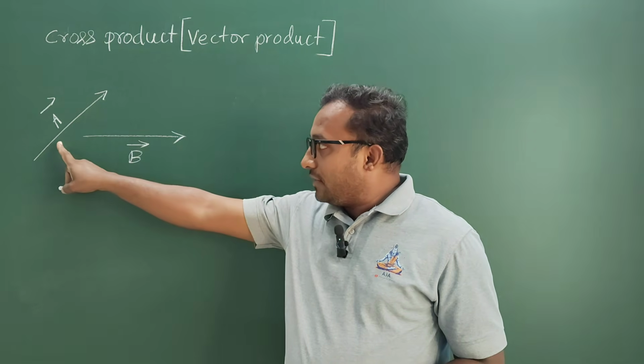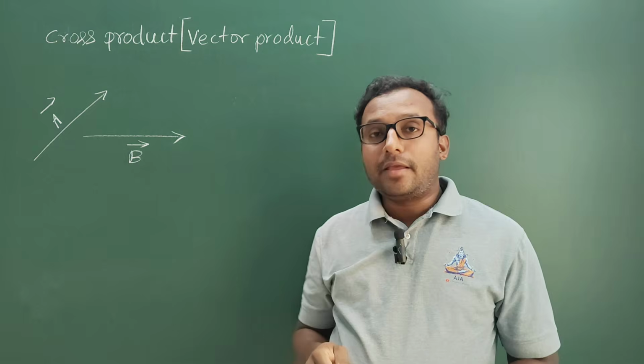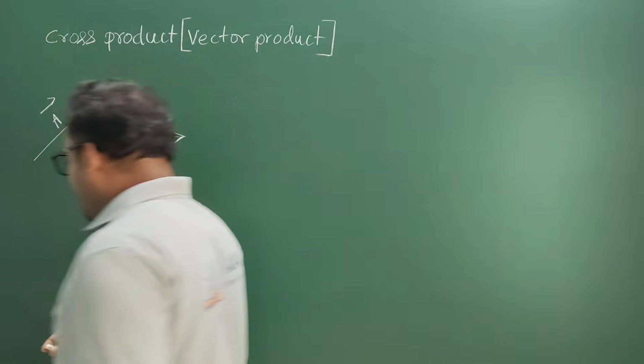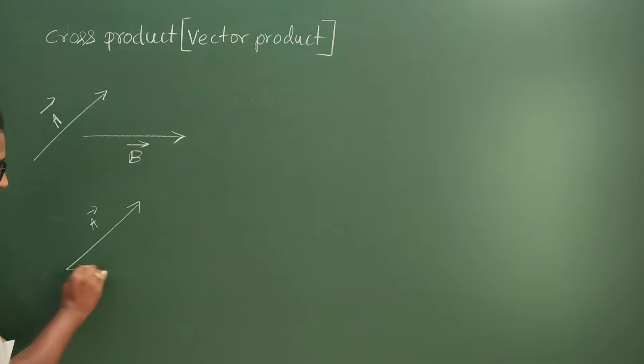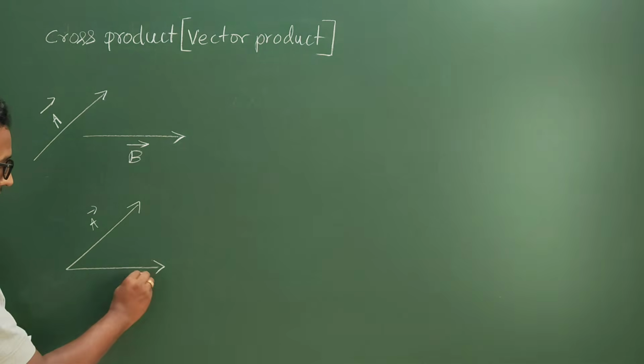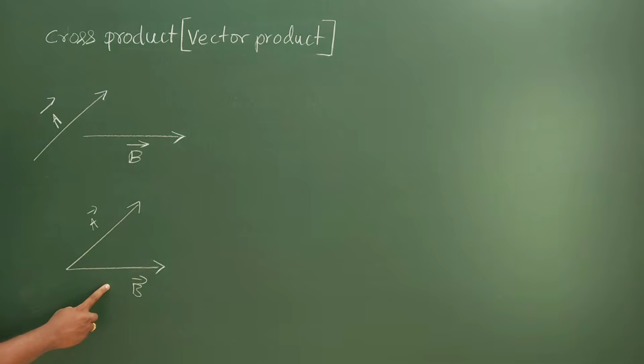Let us take two vectors, vector A and vector B. I will take vector A and vector B and join their tails as shown in the figure. Something like this. This is vector A and this is vector B. I am joining the tail of the two vectors. Let this theta be the angle between the two vectors.